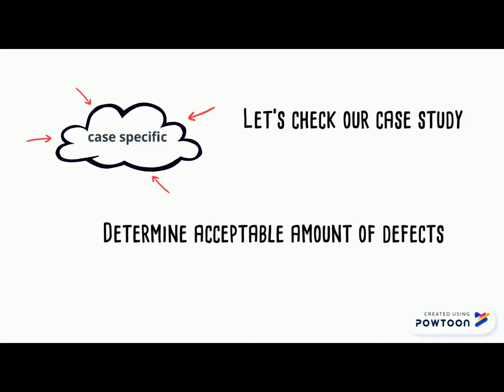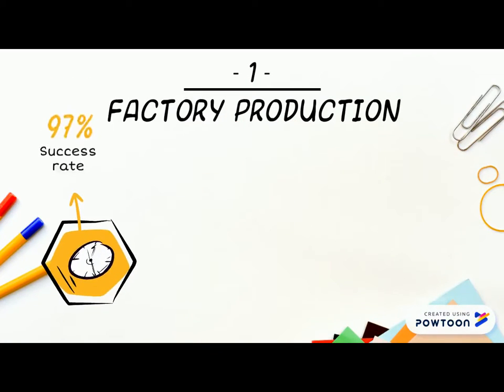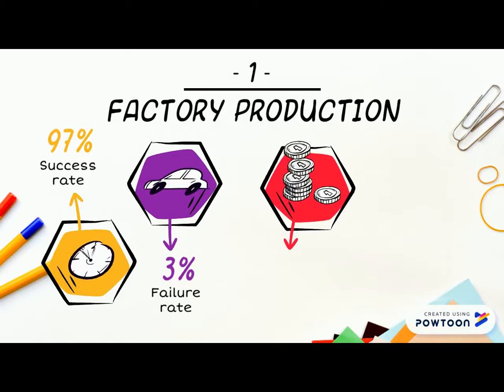We want to determine the acceptable amount of defects in a factory production with a 97% success rate, which also equals a 3% failure rate, a sample size of 500, and a significance level of 5%.